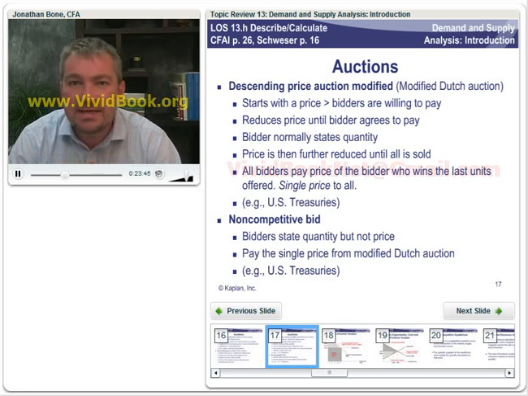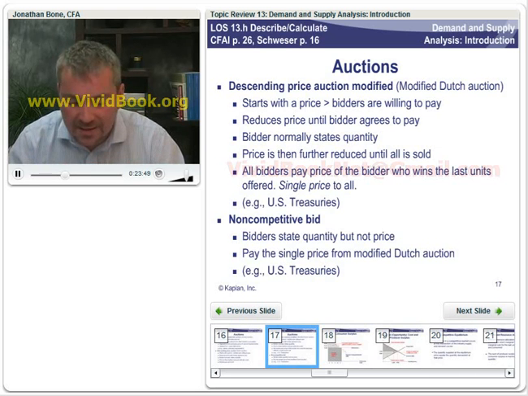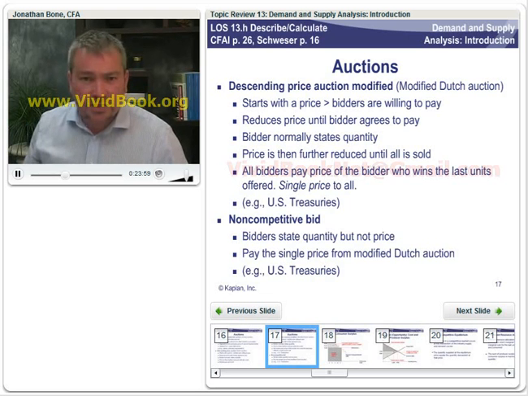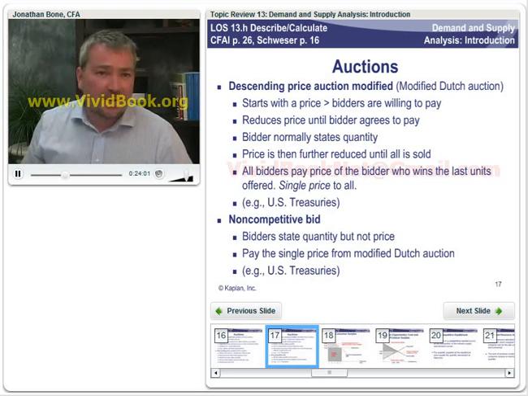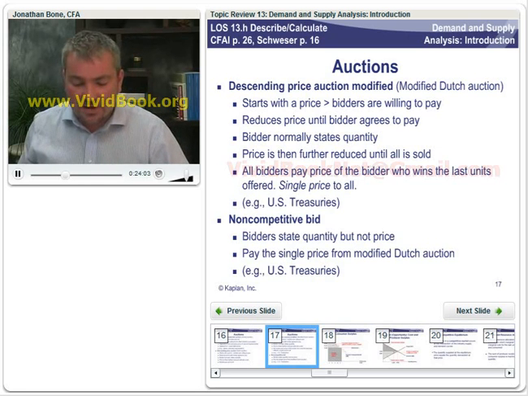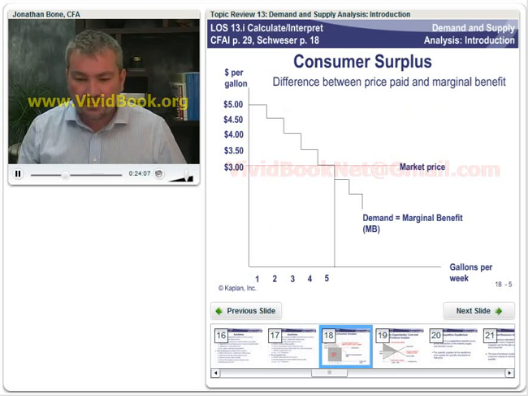Notice this is what's used in the treasury markets. A non-competitive bid is where you just bid for quantity, but you don't set your bid price, and you simply pay the single price from the modified Dutch auction. Again, this is used in US Treasury markets, it's used in UK gilt markets, very common for government bond auctions. Right, okay, that's auctions done.